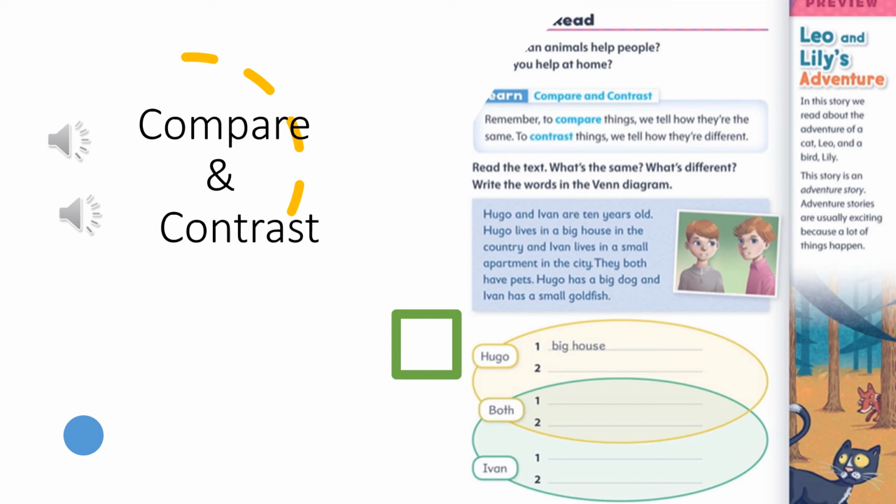Okay, let's read the next line. They both have pets. So what do you think? Is this the same in both or different? Yes, it's the same in both. They both have pets. So write down in the both column number 2, pets.